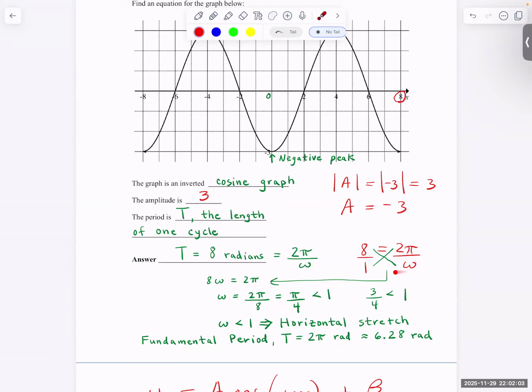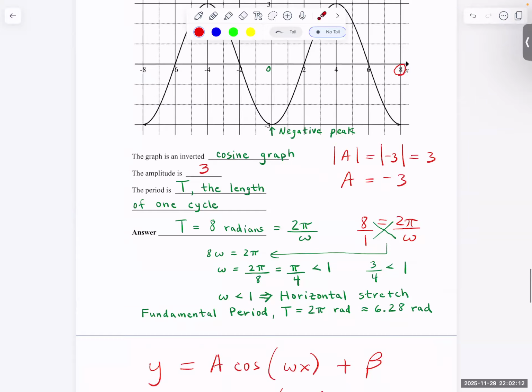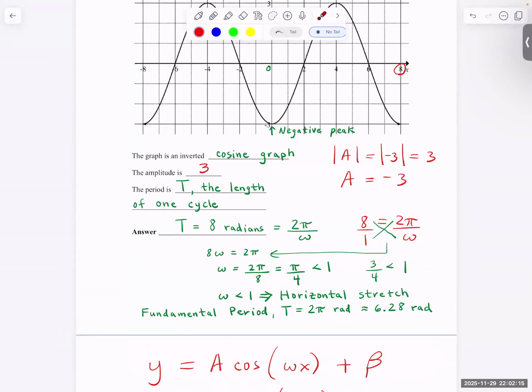So we'll take this proportion and diagonally cross multiply. We get 8 times omega is equal to 2 pi. To solve for omega, we'll divide by 8 on both sides. 2 divides 8 4 times. We get pi over 4. Now pi is roughly 3, and 3/4 is less than 1. And whenever omega is less than 1, that means we're going to get horizontal stretch.